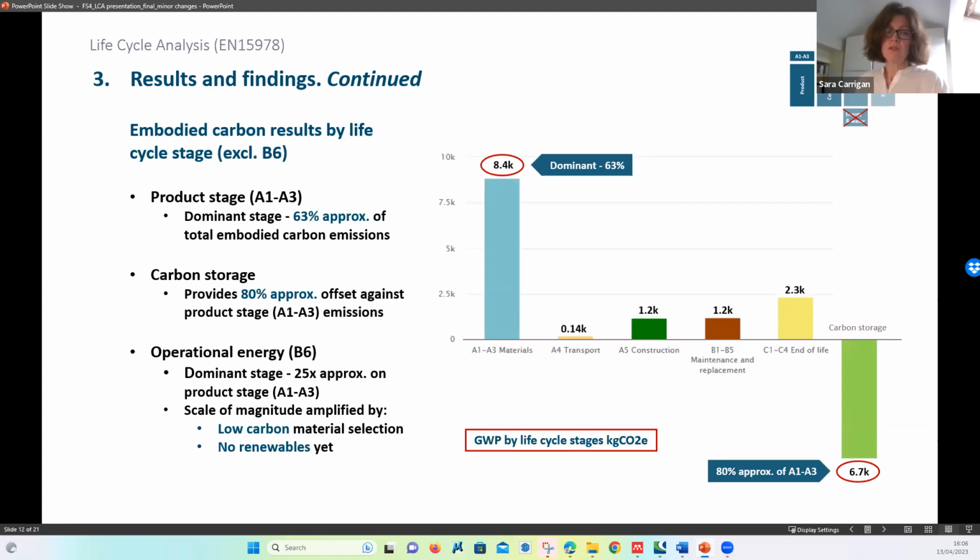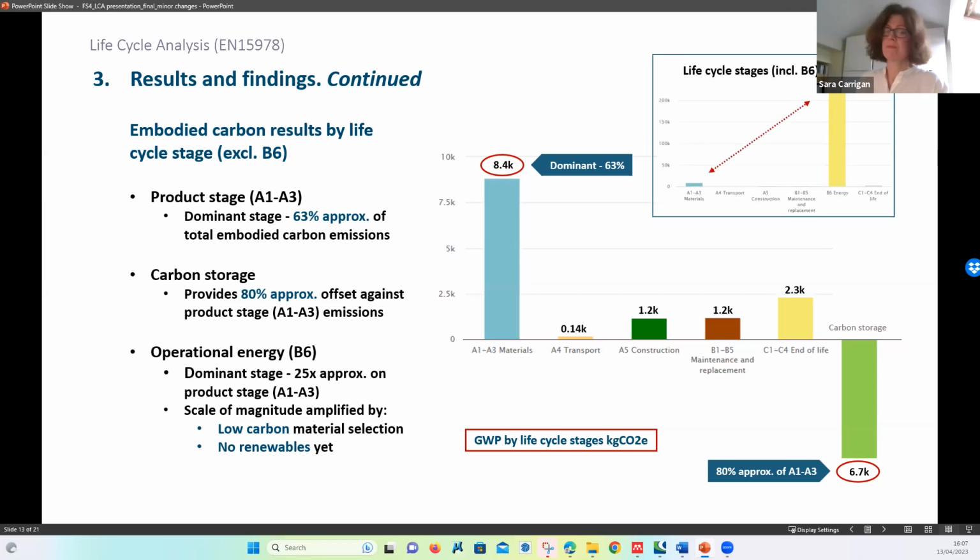We can then look more closely at the results by examining each of the life cycle stages. This excludes operational energy use. As seen in the previous slide, the product manufacturing stage is dominant, representing 66% approximately of all embodied carbon emissions. We can also see the carbon storage potential of the materials used in the cottage, and they have the potential to offset up to 80% of the product stage emissions.